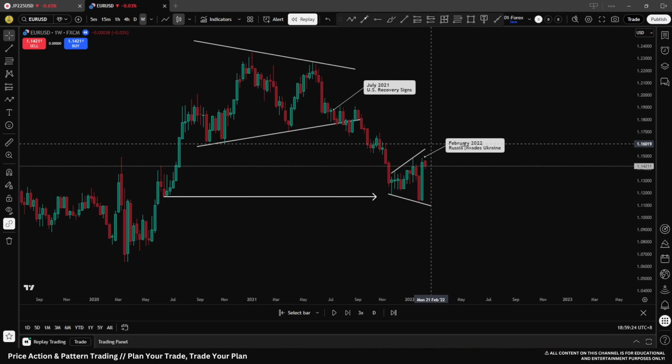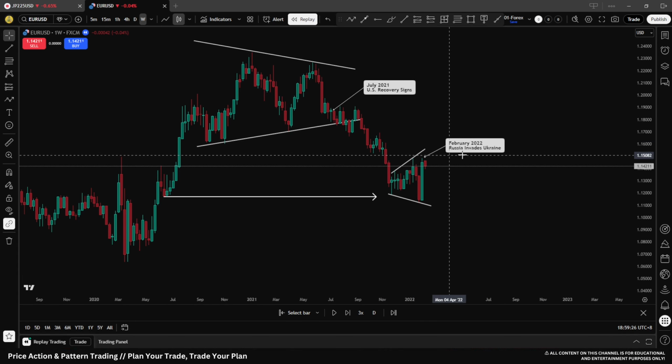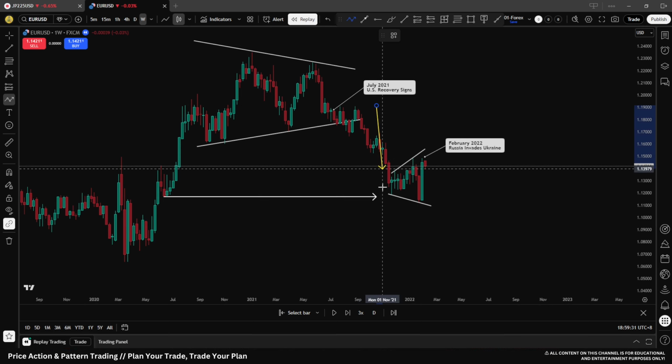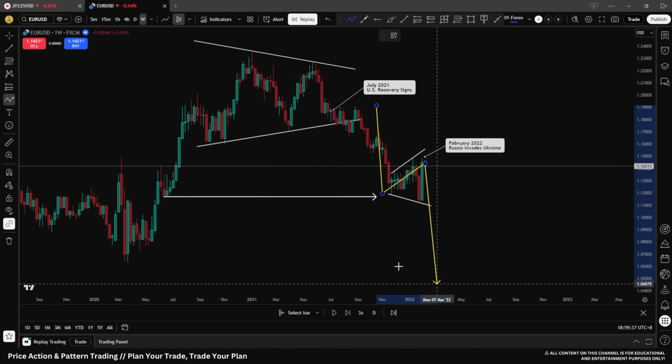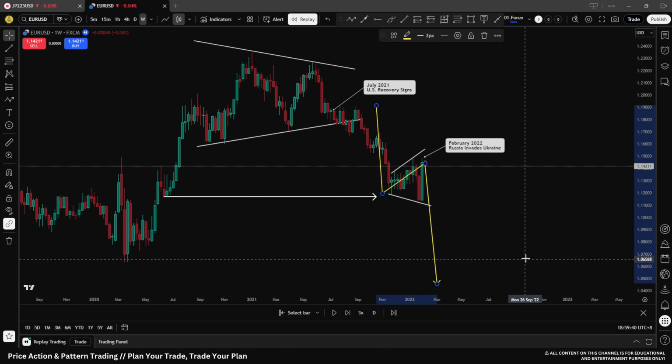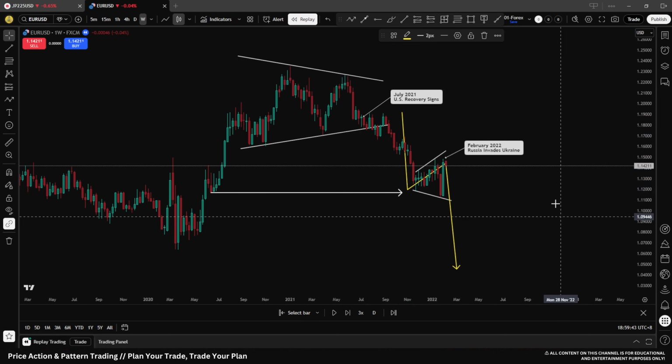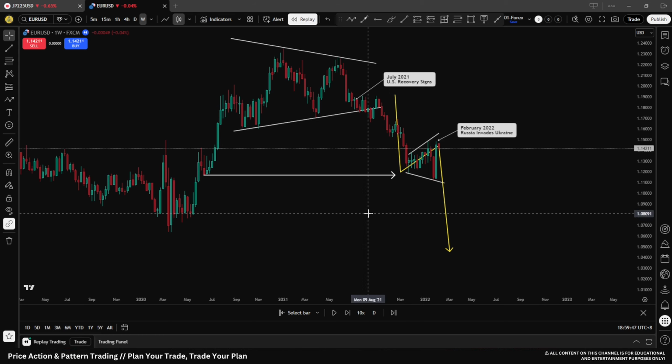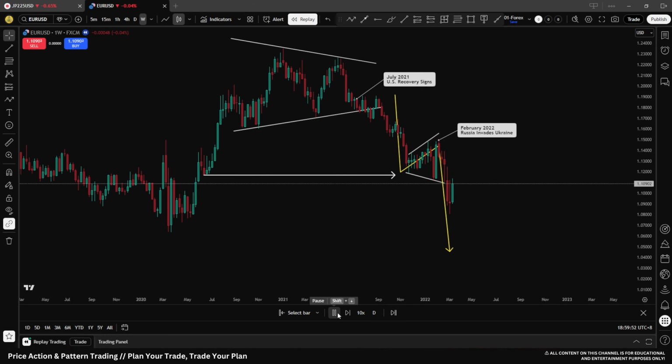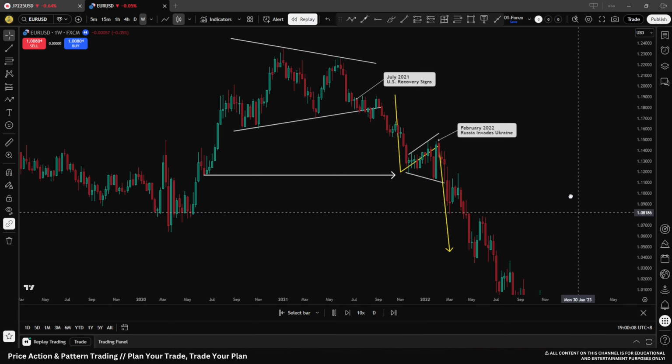And what we got was, in February 2022, Russia invades the Ukraine. And then, of course, after this impulse, this corrective phase will most likely become a continuation pattern for a further sell-off in the euro against the US dollar. And indeed, this event was the start of a 16, almost 17% sell-off in the euro against the US dollar in a fairly aggressive, impulsive move.